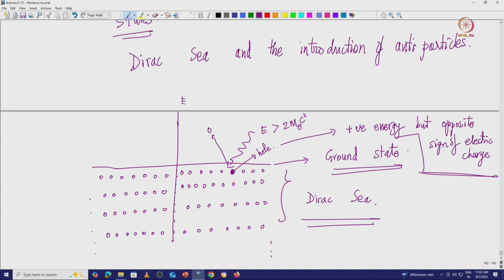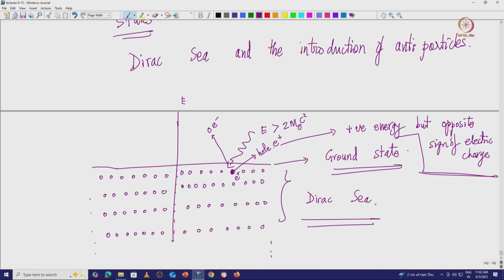So that means if there is a photon of sufficient energy, it will create an electron as well as a hole. The hole will be represented by e plus. This is a positron, or a hole.